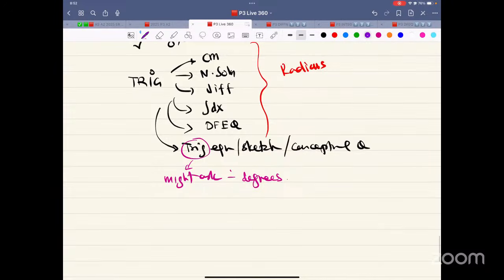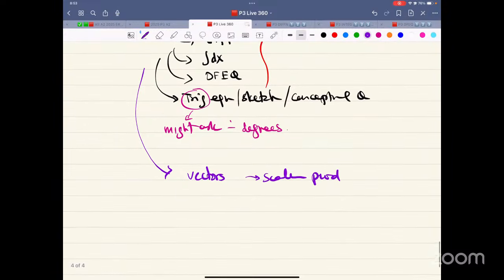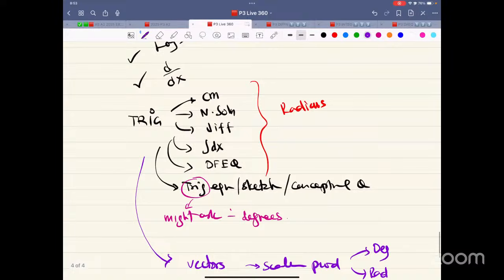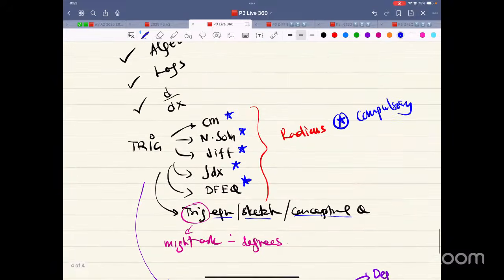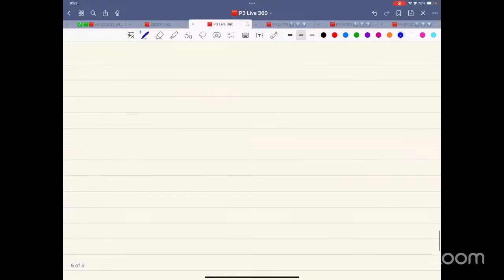And yes, if I include vectors and you are using the scalar product, both are acceptable. Degrees are also good. Radians are also good. But over here in these ones, radians is compulsory. It's compulsory in circular measure, numerical solution, differentiation, integration, differential equations. In trigonometry, it could be radians or degrees. In vectors, it could be radians or degrees. So that's how this working thing is important.